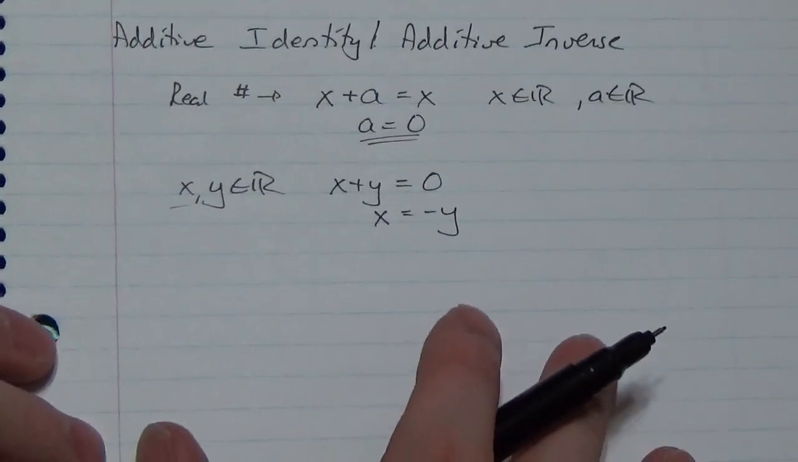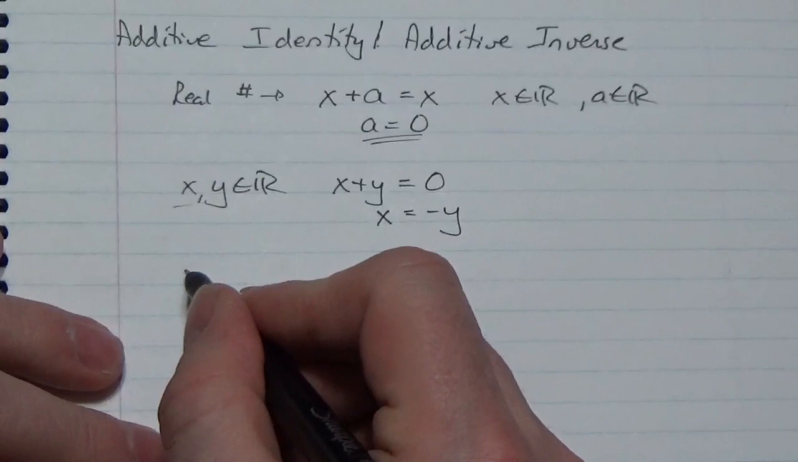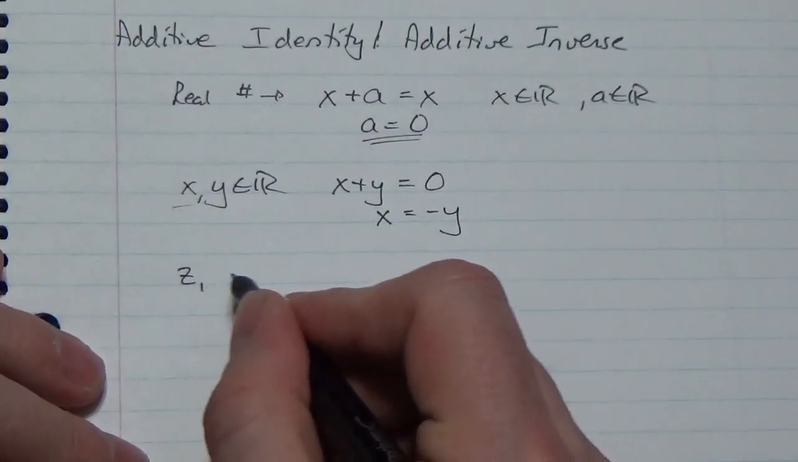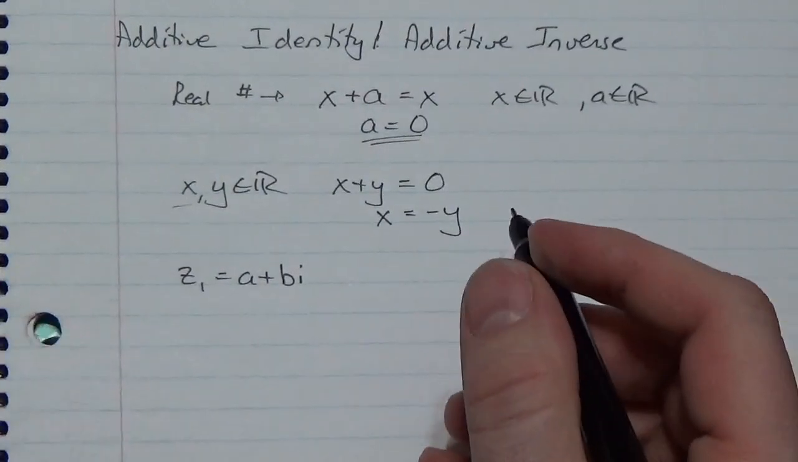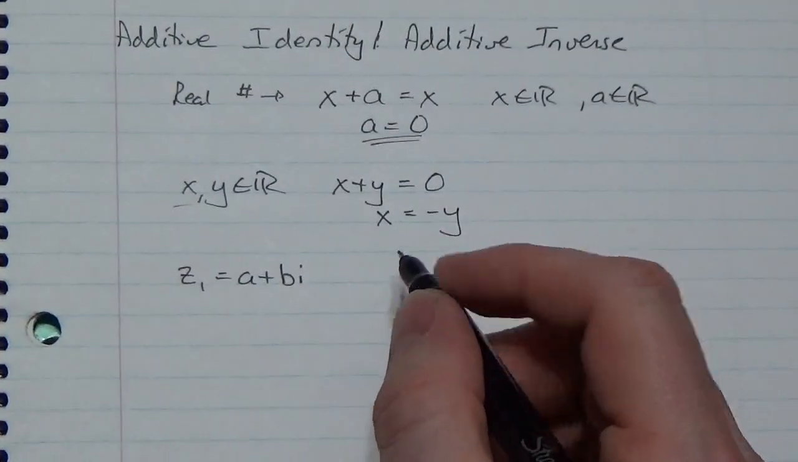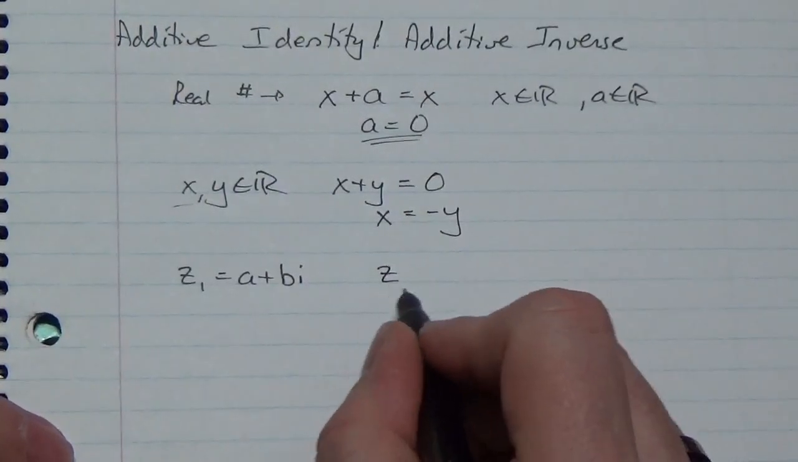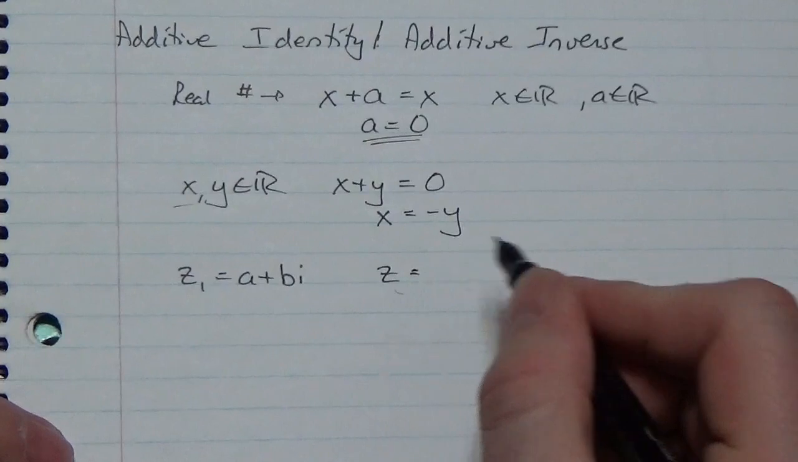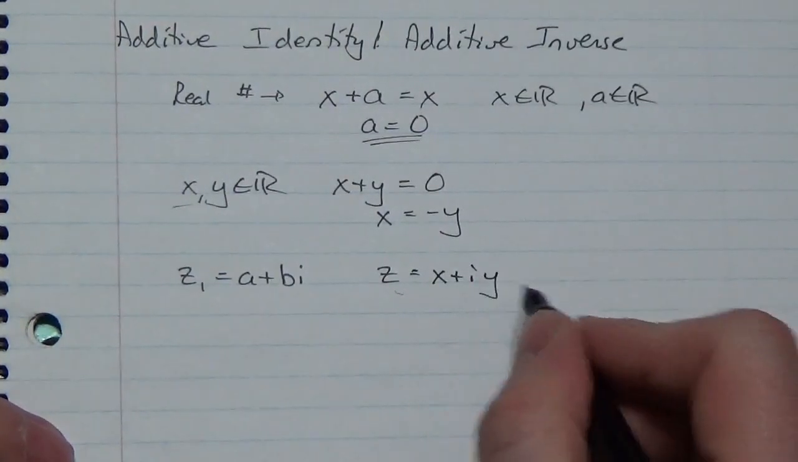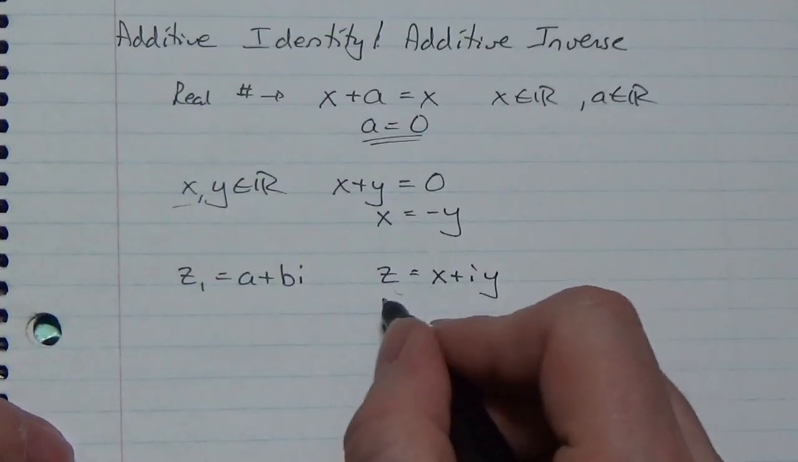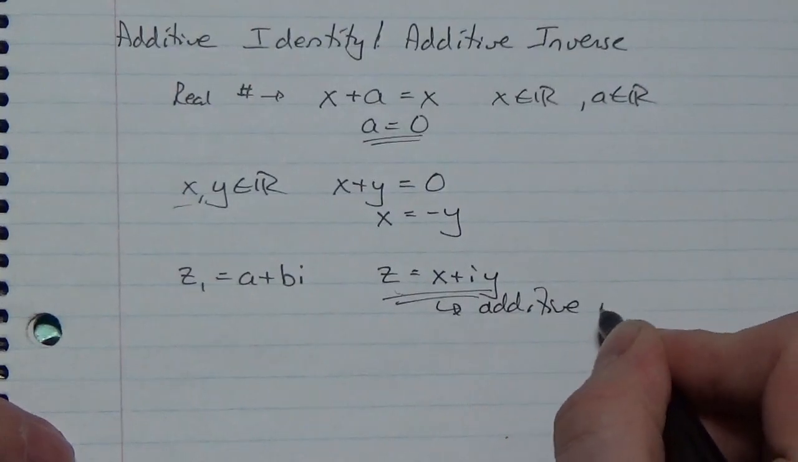Well, we want to show that this is also true for complex numbers. So let's say that we have a complex number here. Let's say we're going to have z1 again, and this is going to be a plus bi. And then we're going to introduce a new complex number here. I'll just call it z without a subscript, and let's say this is going to be x plus iy. This is going to be my additive identity.